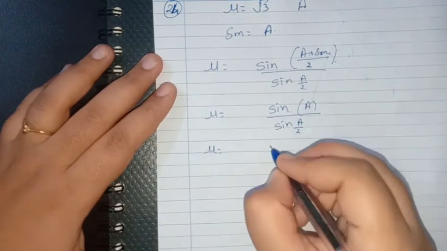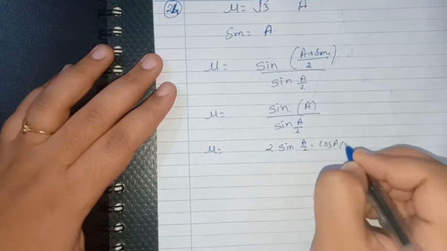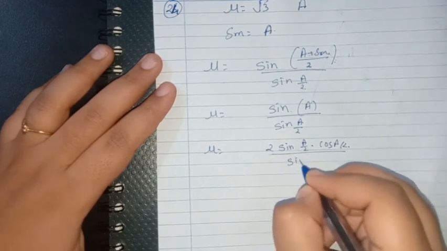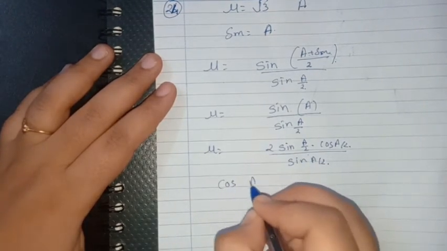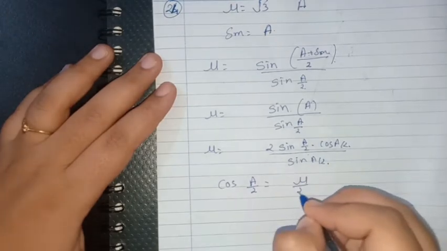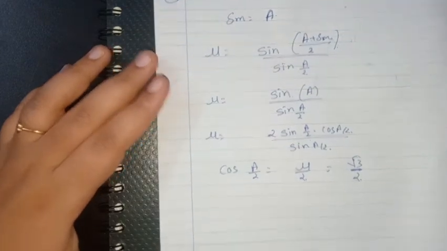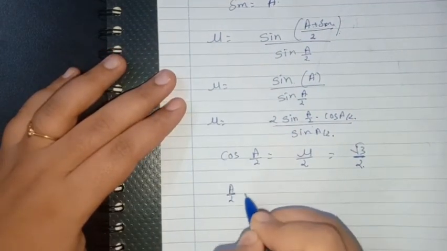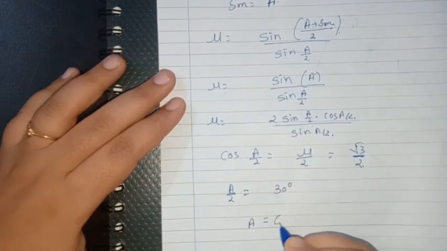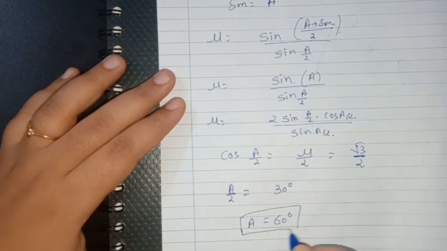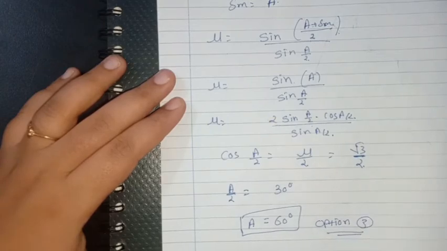Sine A can be written as 2 sine A by 2 into cos A by 2, upon sine A by 2. This will get cancelled out. So cos A by 2 will be equal to mu by 2. Mu is given root 3, so that will be equal to root 3 by 2. So A by 2 will be equal to 30 degree. So angle of prism is equals to 60 degree. So option 3 is correct option.